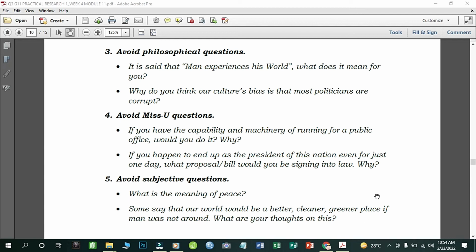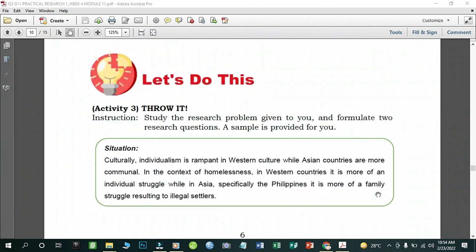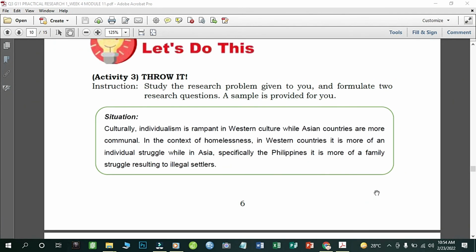I hope it is clear to you how to make research questions and your sub-questions. Let's remember this. The two forms in formulating questions are the central question and the sub-questions. Number two, research questions must elicit responses from your participants. Thus, you need to avoid the following. Avoid questions that can be answered by yes or no. Avoid questions that use single statistics. Avoid philosophical questions, avoid Miss Universe questions, and avoid subjective questions.